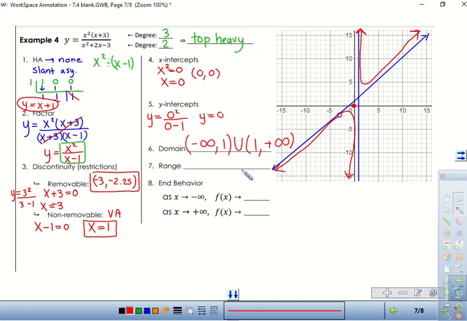And as for my range values, my function's coming up right here from negative infinity up to 0. And then it stops and doesn't pick back up until up here. So in order to find this point, we'd have to know what that point was. It looks like it's at 4, which you can find on Desmos. So that's going to be from 4 to positive infinity. And my end behavior is going to be from negative infinity to positive infinity.